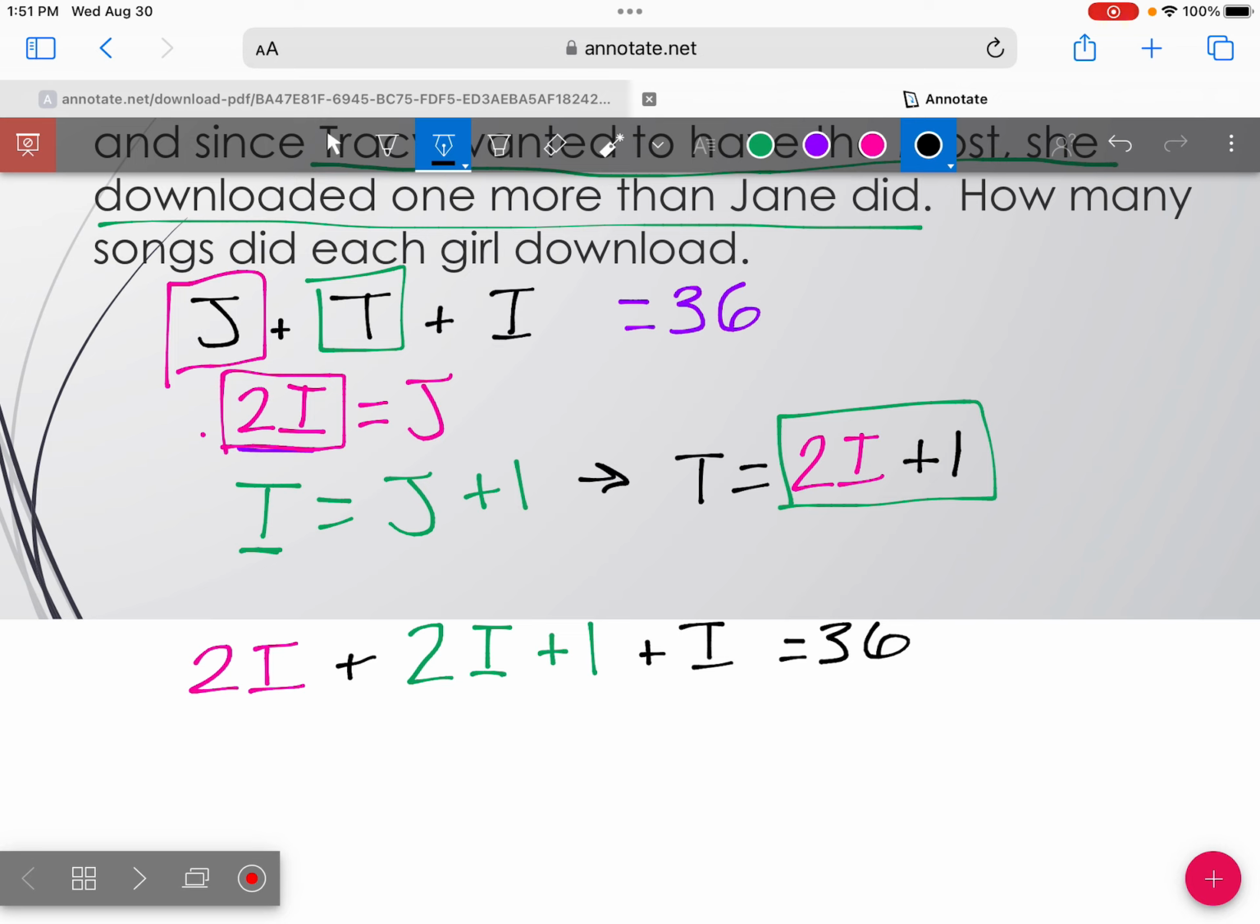Yes, dear? Why did you put the I again? So this I is this I from our original equation. So I put this in place of the J, which was 2I. 2I plus 1 is in place of the T. And then we still have this I in the original equation up here, equals 36. Okay?